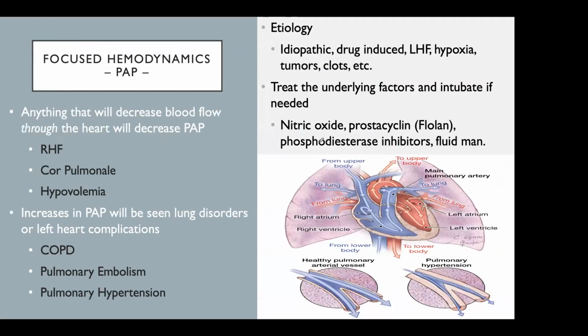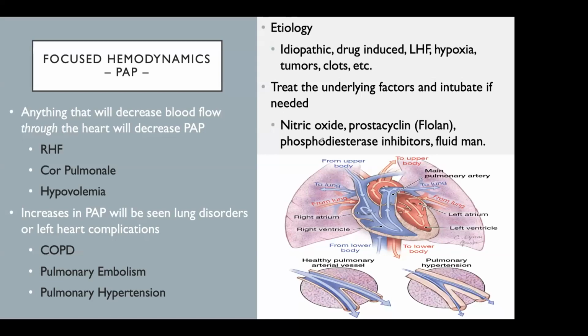Anything that will decrease blood flow through the heart generally will decrease pulmonary artery pressure. Again, we're looking at right heart failure, cor pulmonale, and hypovolemia. If we just don't have the fluid to pass through, then of course it's going to be decreased. If we don't have the function to push it through, it's going to be decreased, right?